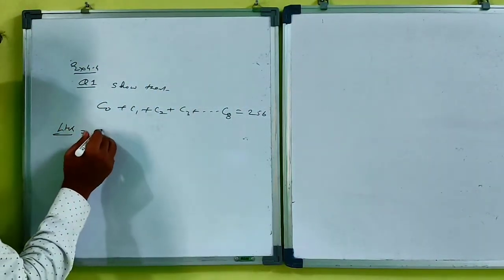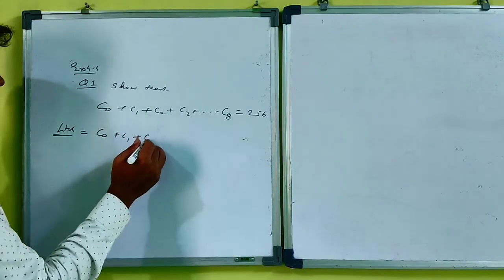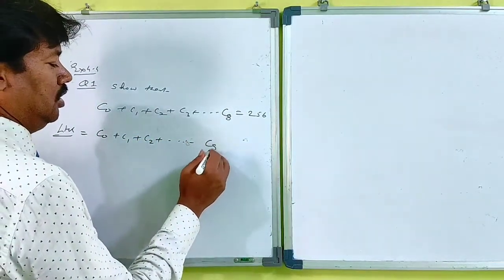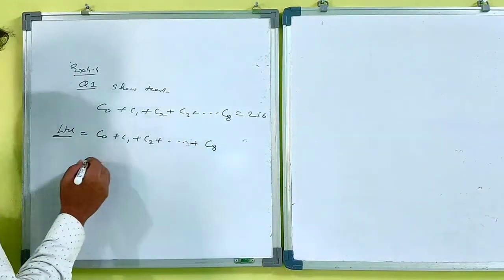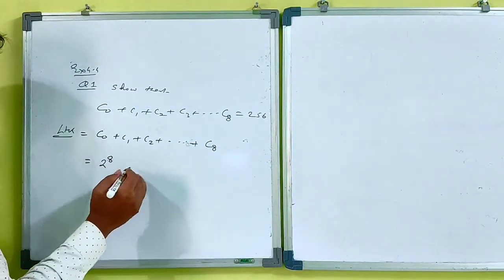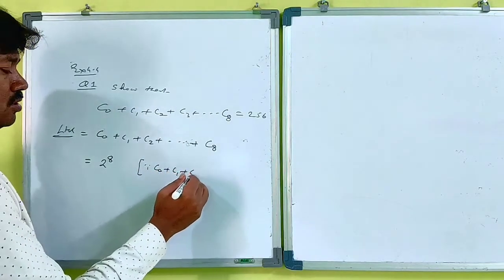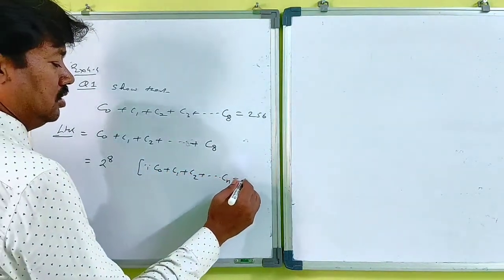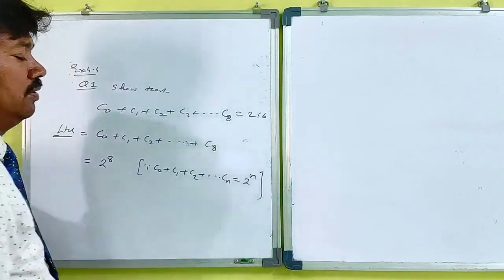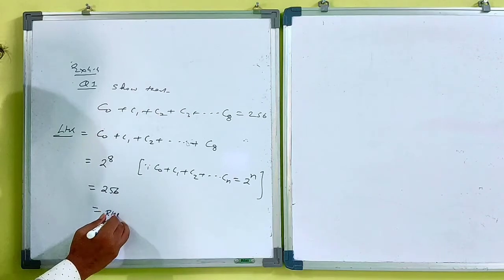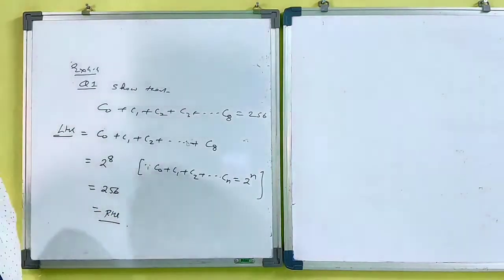LHS is C0 plus C1 plus C2 up to C8, and that is given by what? It is equal to 2 raised to 8. The reason is that C0 + C1 + C2 up to Cn is 2 raised to n, and therefore it is 256, and that is the right hand side. So it is proved.